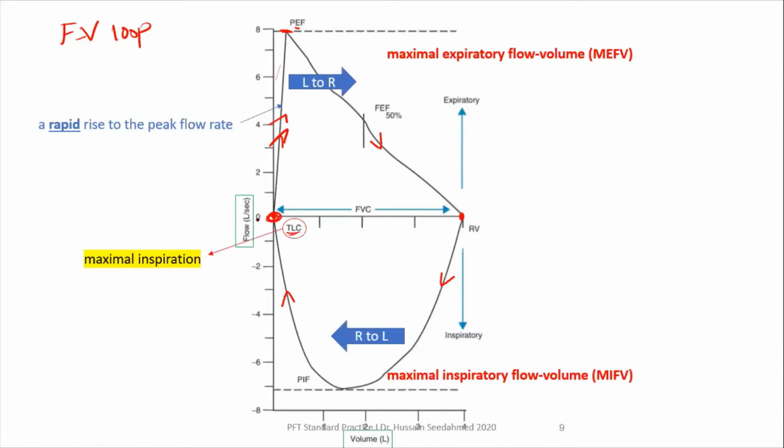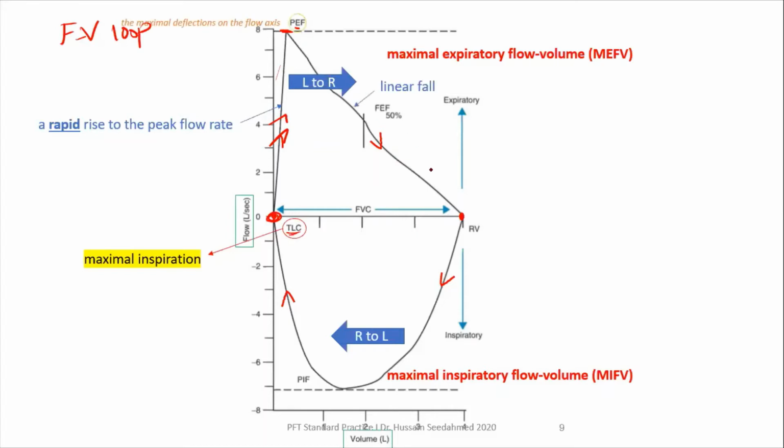So the patient will start to exhale and reach the maximum. This is called the peak expiratory flow. After a while the flow will start to decline. This is a linear decline. So I must have a rapid rise from TLC followed by a linear decline.